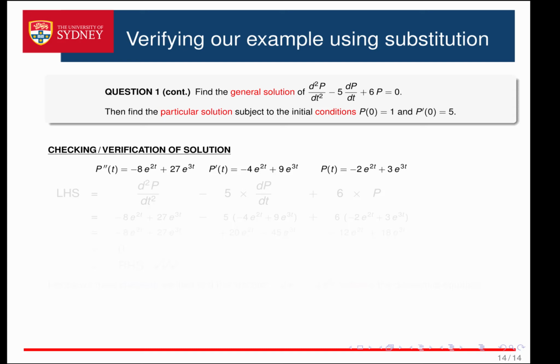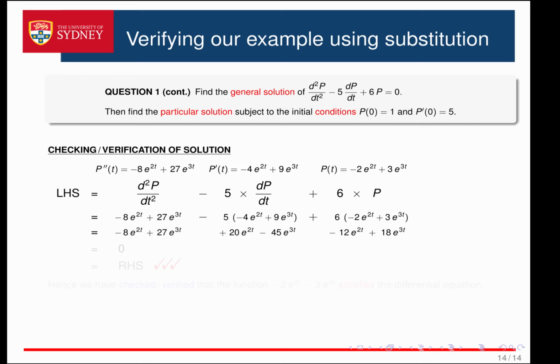To do this, we need to find the first and second derivatives. We then substitute the solution and these derivatives into the differential equation. The left-hand side of the dE is then the following. When we substitute for p and its derivatives, we then get the following. We then expand the brackets.